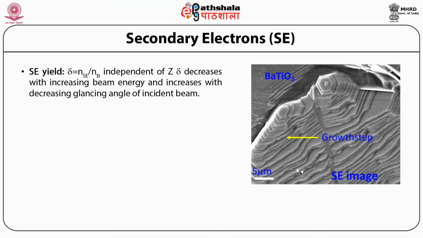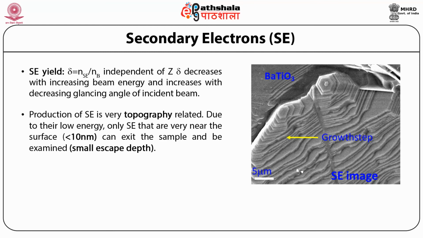This figure shows a SEM image of barium titanate, and here as you can see, there is a production of secondary electrons which is very topography related. Due to their low energy, only secondary electrons that are very near the surface, that is less than 10 nanometers, can exit the sample and be examined, having small escape depth.